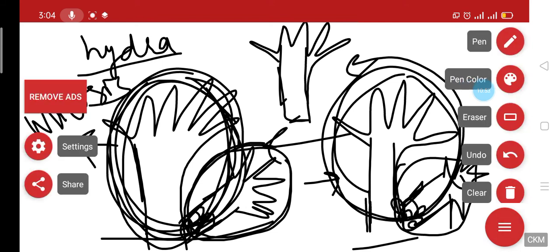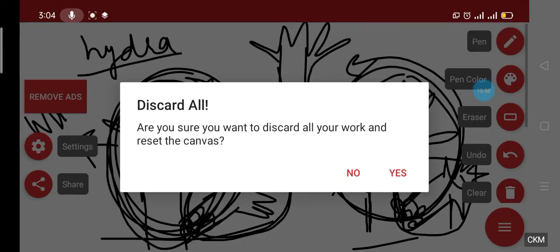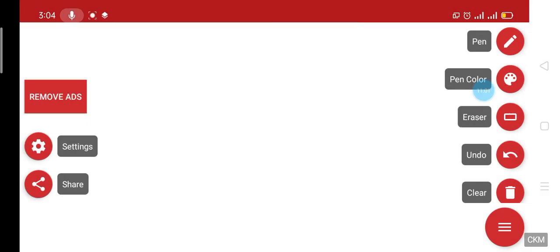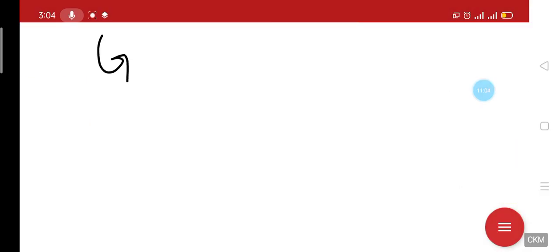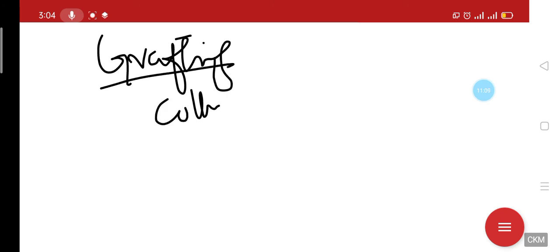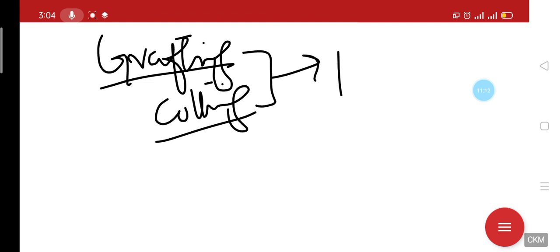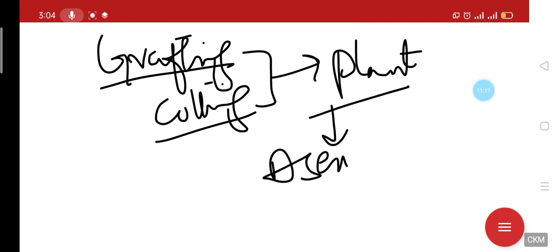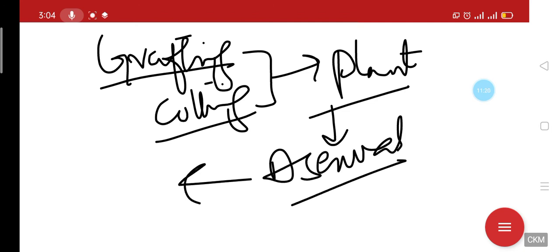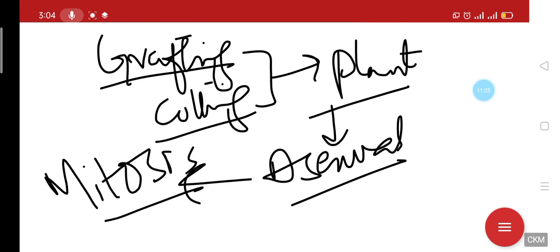Similarly, asexual reproduction also occurs in plants. What is happening in the plants? There are some techniques like grafting or cutting, which are used to produce the plant. This is also happening by asexual reproduction, and asexual reproduction occurs by the process known as mitosis. We are going to learn about the asexual reproduction of plants in class 10 in detail.